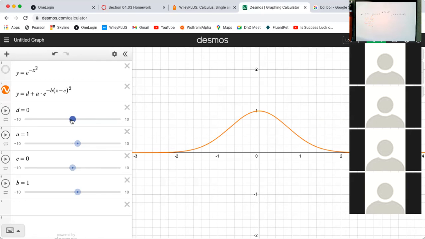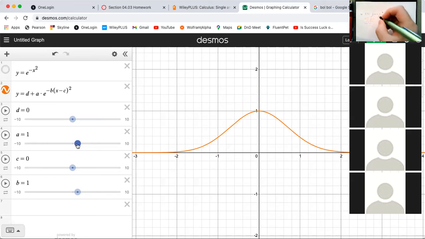Let's see what happens if we adjust the value of A. As A increases, notice that the horizontal asymptote stays the same, but the local max moves up and down. And if A goes negative, that flips the whole graph over. It doesn't seem to change the location of our inflection points. It moves the local maximum up and down, but it doesn't seem to change where the horizontal asymptote is.